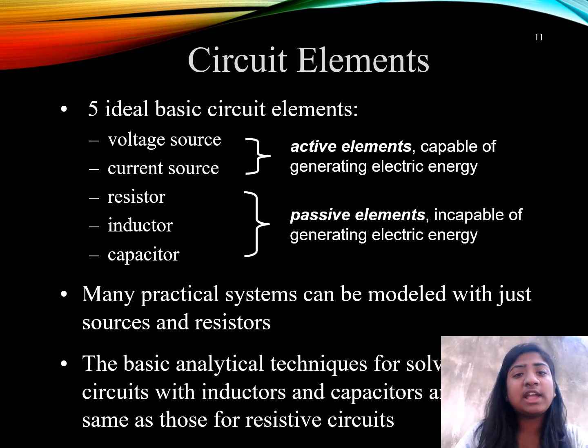Circuit elements. There are five ideal basic circuit elements. Those are voltage source, current source, resistor, inductor and capacitor. Here voltage source and current source are active elements, which are capable of generating electric energy, and resistor, inductor and capacitor are passive elements, which are incapable of generating electric energy.